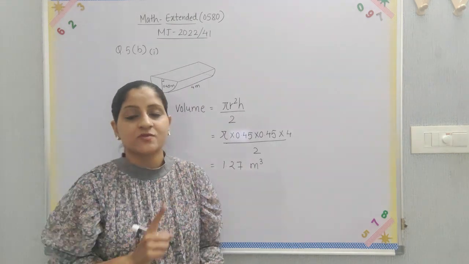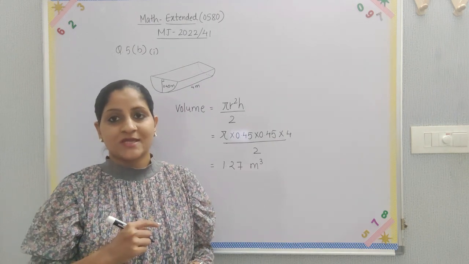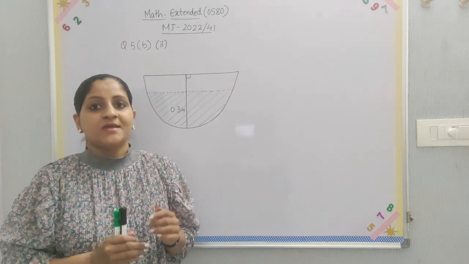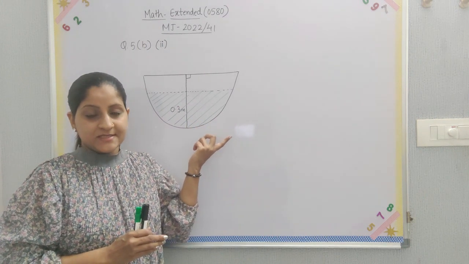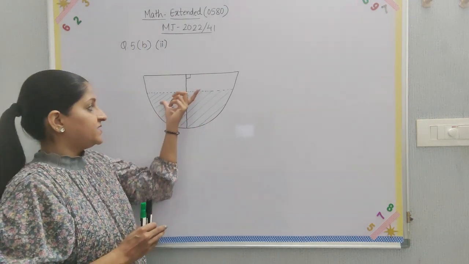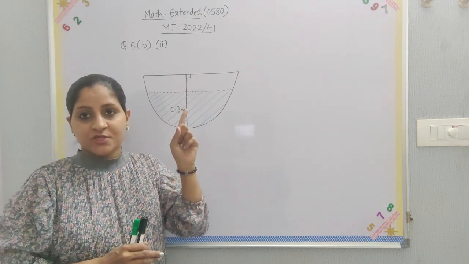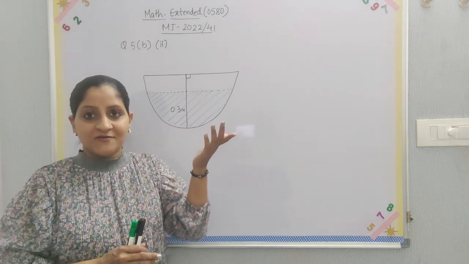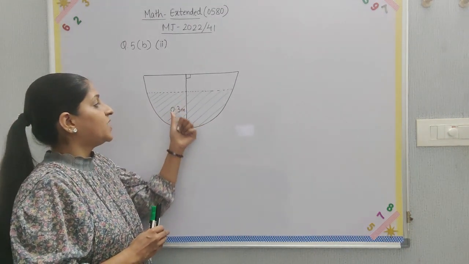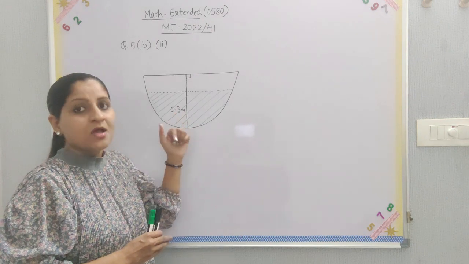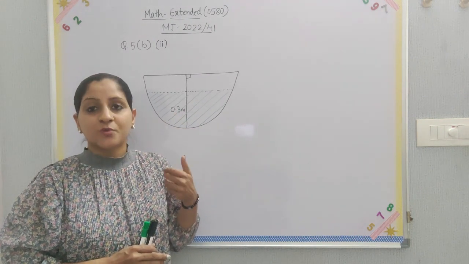This is how I have solved the first part of this question. Now let's focus on the second part of this question. The second part gives you a figure like this, in which they have shaded the region in the cylinder, which is a continuation of question number 5b1. The half cylinder, if it is filled like this from the bottom up to the height of 0.3 meter, how much will be the volume of water inside the cylinder? That is what the question is.